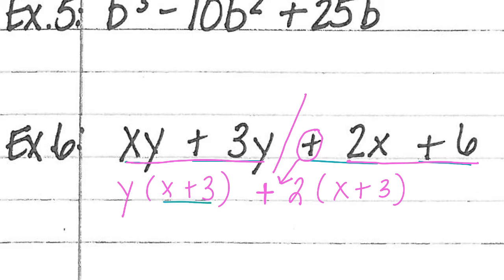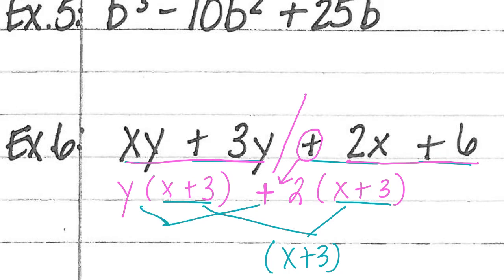Now, huge hint, these x plus 3's have to match. So we're going to combine those as 1, x plus 3, and we're going to combine the others as 1, y plus 2. Now, a lot of people get stuck, like, what do you mean that works out? Why do we take 2 and make them 1?